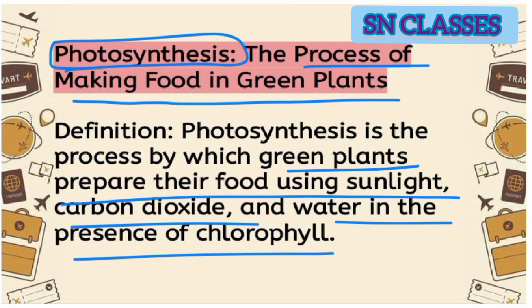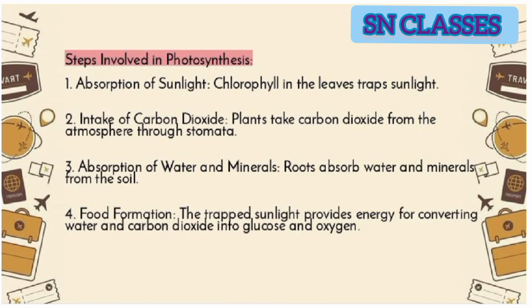Let us move on to the next slide. There are some steps in photosynthesis. The first step is absorption of sunlight. First, the plant absorbs the sunlight. The sunlight is absorbed with the help of a pigment called chlorophyll. This chlorophyll is present in the plant for trapping the sunlight. It is actually present in the chloroplast organelle, and that chloroplast is present only in plant cells. So the first step is absorption of sunlight, and the second step is intake of carbon dioxide.